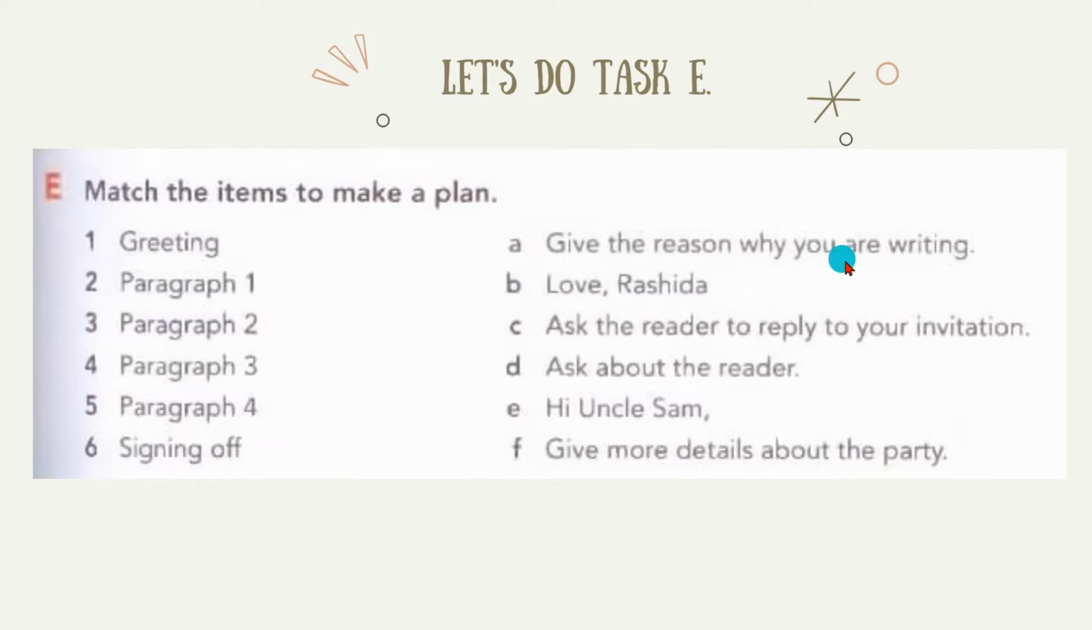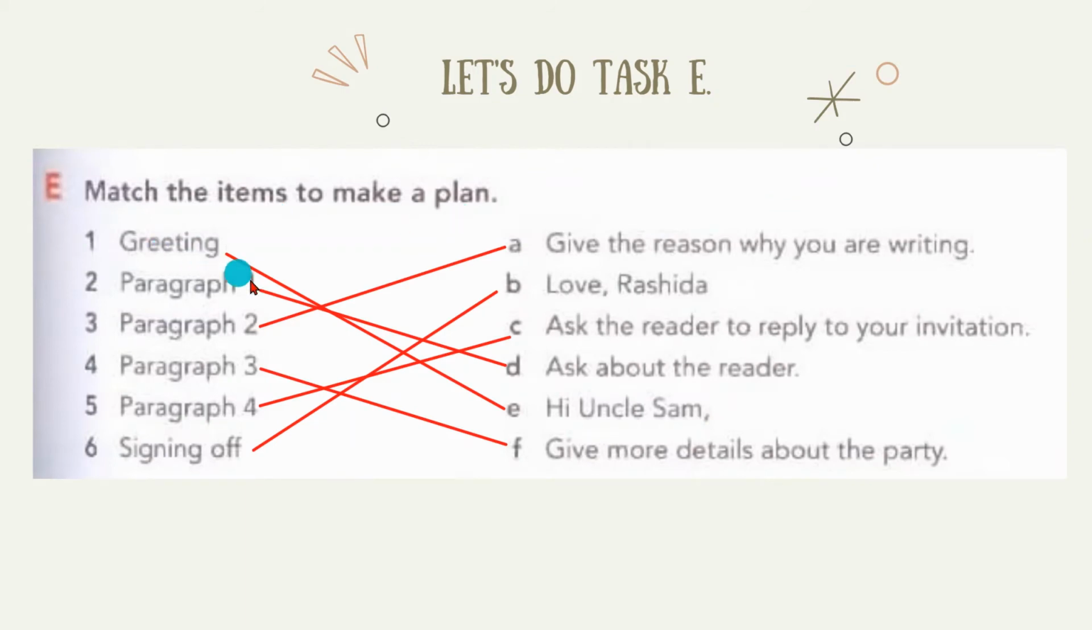And these are all the sample sentences. A, give the reason why you are writing. Not really sample sentences, but what you should write in that particular paragraph. B, Love, Rashida. C, ask the reader to reply to your invitation. D, ask about the reader. E, Hi Uncle Sam. And F, give more details about the party. So this is the structure that you would use when you are writing an email to invite someone to an event. Okay, so let's match the items.